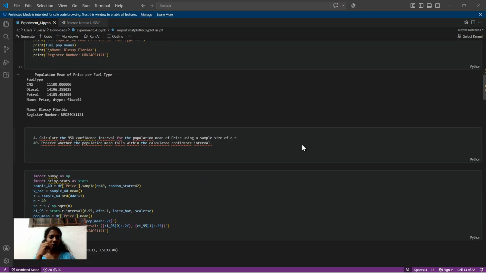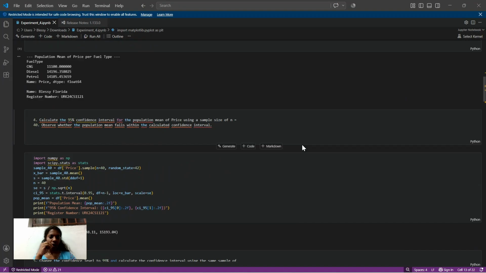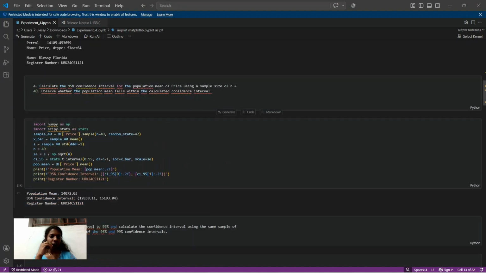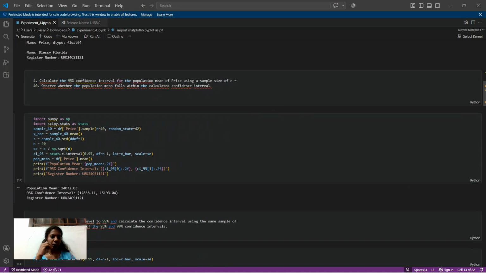The next question is to calculate the 95% confidence interval for the population mean of the price using a sample size of n equal to 40. Observe whether the population mean falls within the calculated confidence interval. So we are going to import numpy and the scipy stats library. Then we give sample 40 as the price column, sample n equal to 40 and random state 42. Then x bar is the mean of sample 40, s is the standard deviation of sample 40, and the n value is 40.